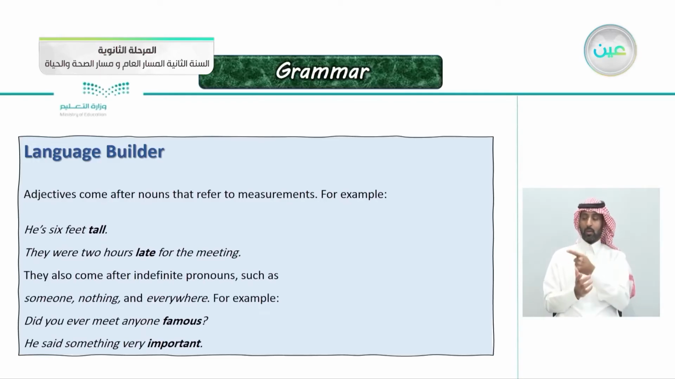They also come after indefinite pronouns such as someone, nothing, and everywhere. For example, did you ever meet anyone famous? He said something very important. Again, they also come after indefinite pronouns such as someone, nothing, and everywhere. And the examples are, did you ever meet anyone famous? He said something very important.